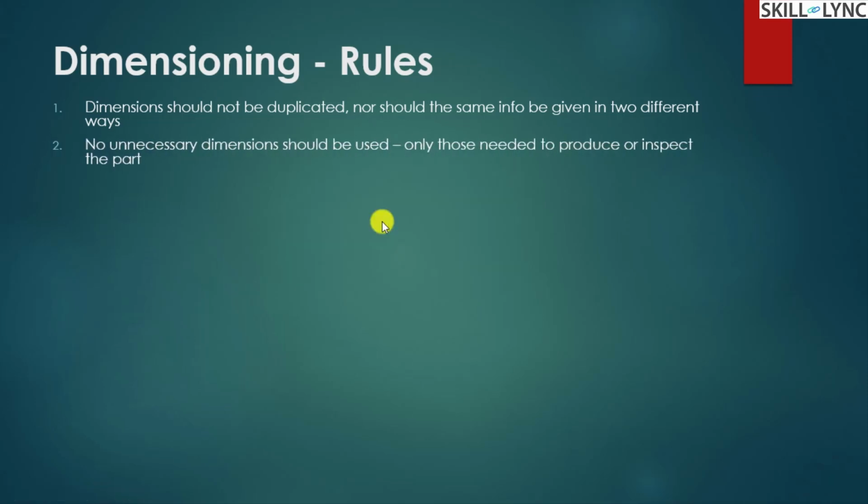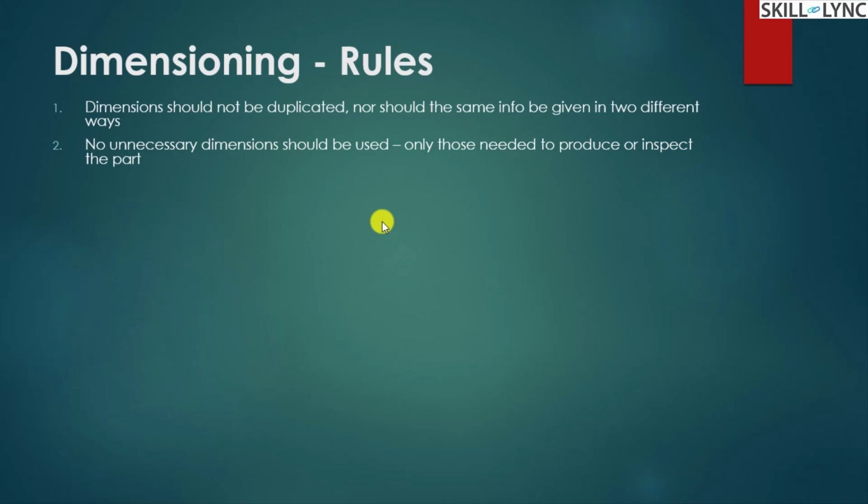Next, only dimensions that are required to produce the component or inspect the part need to be used. No unnecessary dimensions need to be mentioned. It means, look back to the previous slides where we said that you're going to use a functional dimension, because the functional dimension is what needs to be ensured to produce or use the component. Only those have to be given. All other extra information can be typed out as notes or general info so that it can be captured.